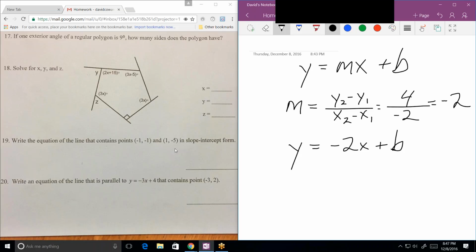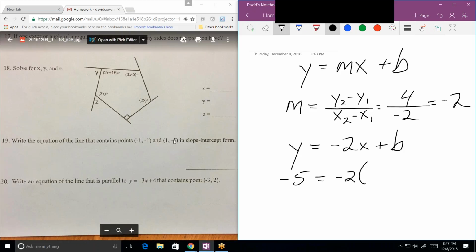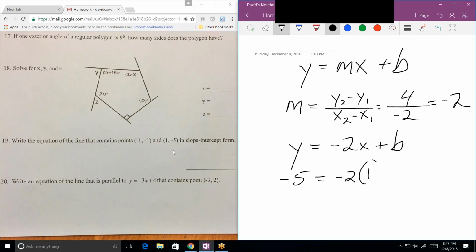It would be -5 equals -2 times -1 plus b. Not -1. We're using this point here. The x-coordinate is 1. Okay, now if we solve and do the algebra, we get b equals -3. Now we have our equation. Y equals -2x minus 3.